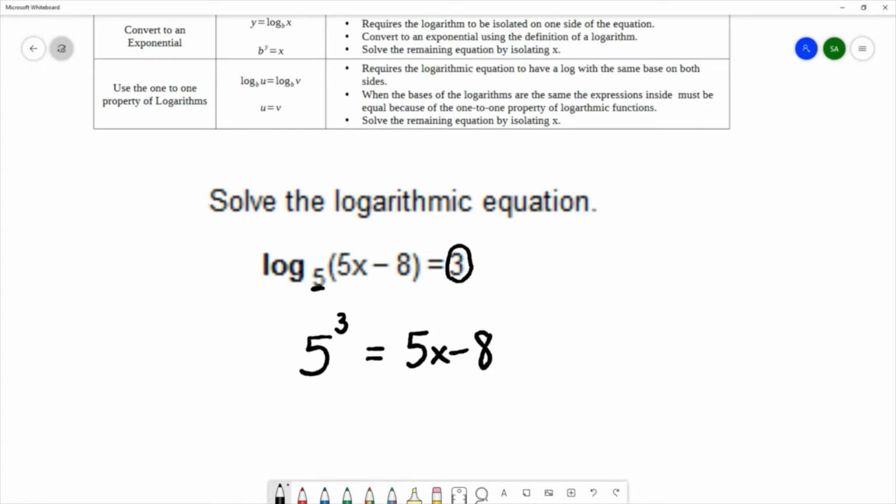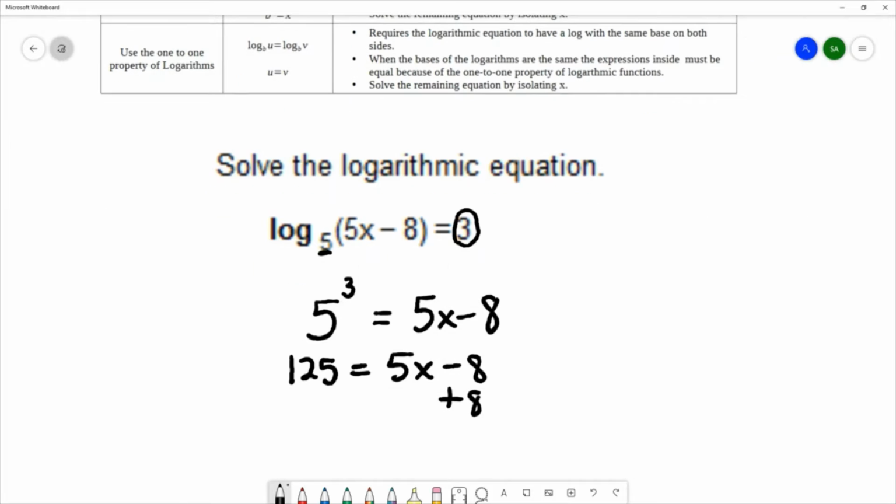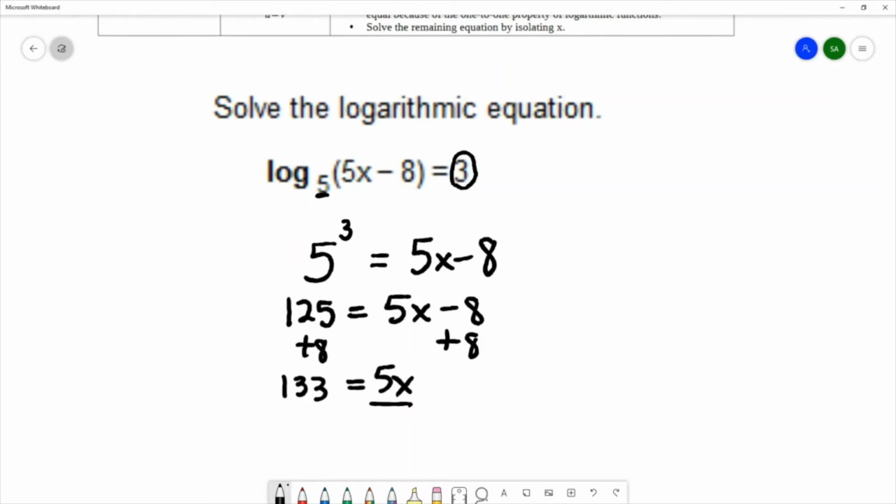We have 5 to the third power, that's 125, equals 5x minus 8. And I'll solve by adding 8 to both sides. This gives me 133 equals 5x. I'll divide both sides by 5 to get x equals 133 over 5.